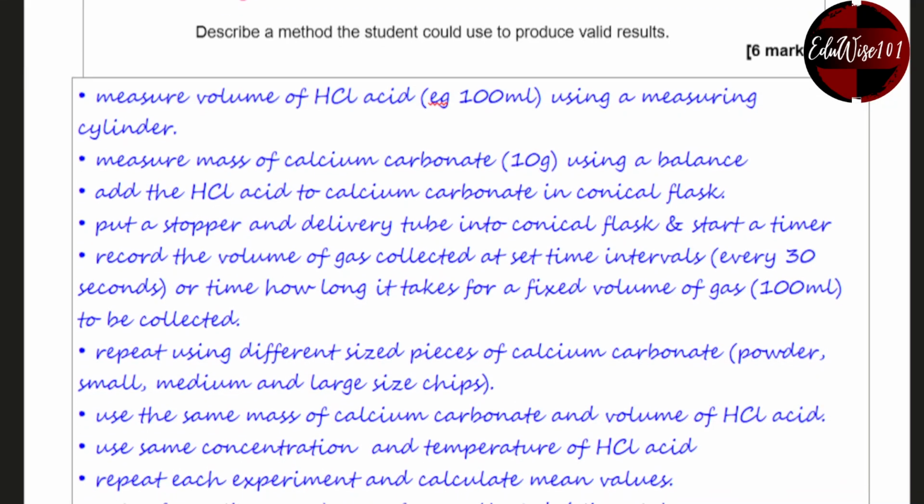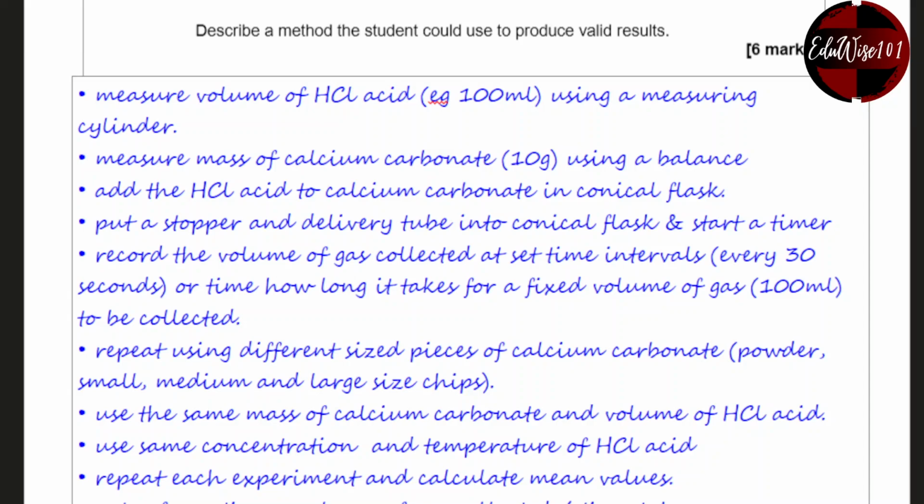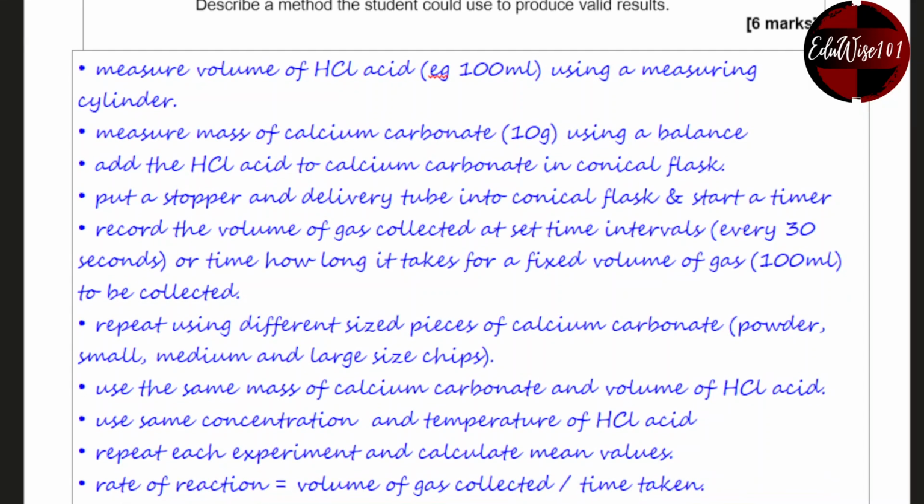Measure volume of hydrochloric acid, and in your description it is always good to give a volume. Example 10 milliliters. It doesn't have to be accurate, but it should appear that you know that you can actually think of a volume using a measuring cylinder. Second, measure mass of calcium carbonate like 10 grams using a balance or weighing scale.